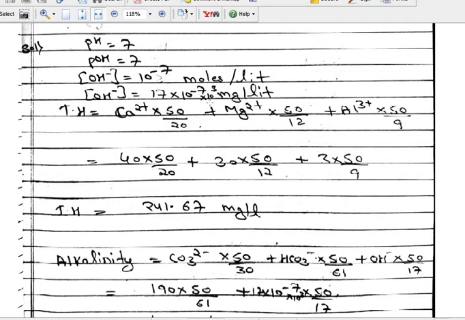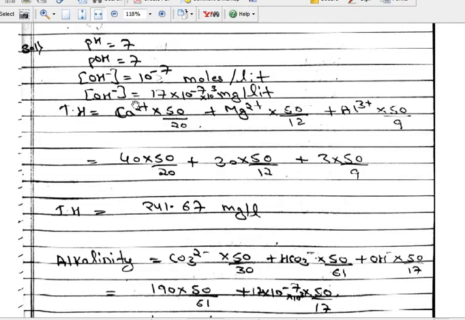I think you can see the mouse here. I am just moving the mouse. So 17 into 10 to the power minus 7 into 10 to the power 3. So it has been converted to mg per liter. Moles per liter has been converted to mg per liter, because when you find the total hardness or alkalinity, the formula is applicable when the concentration of the cations and anions are in mg per liter. So that is why we have converted this moles per liter into mg per liter. So hopefully this is clear to you.